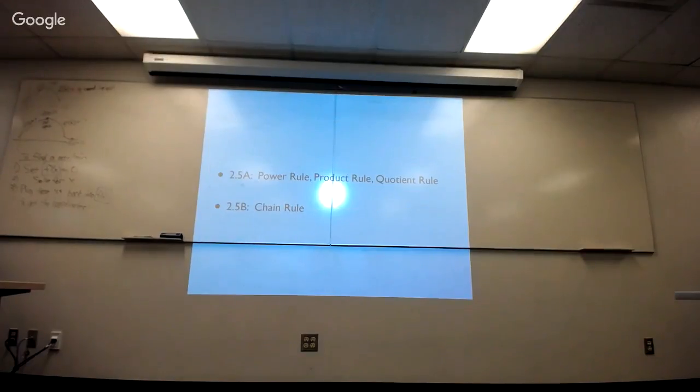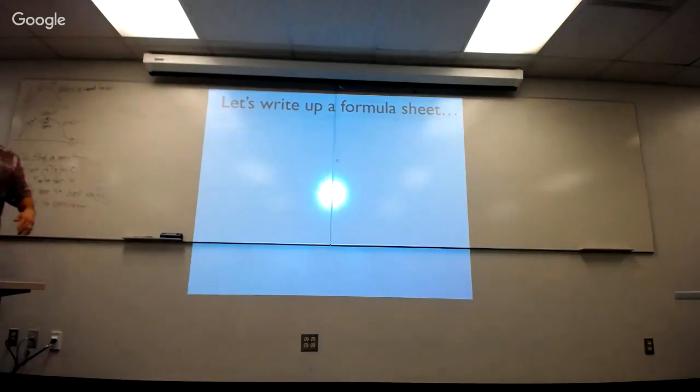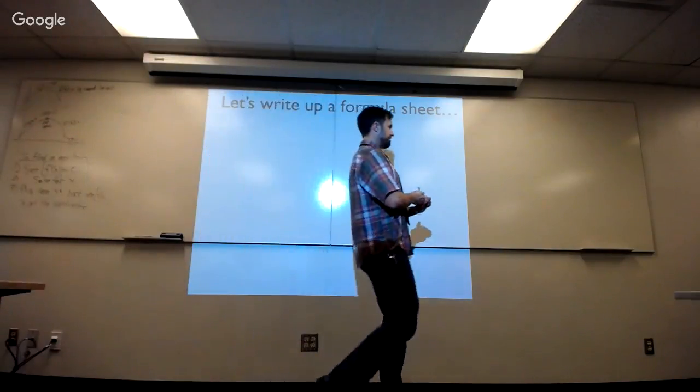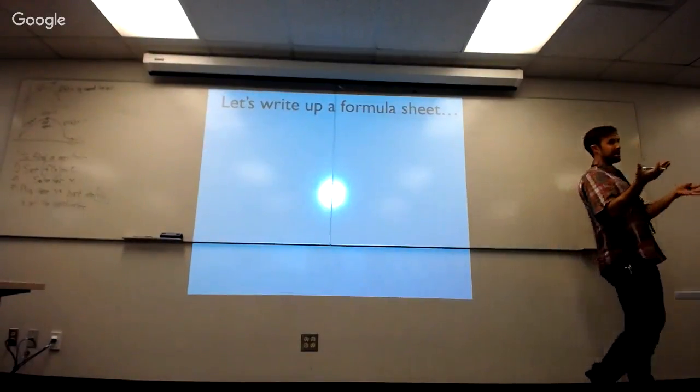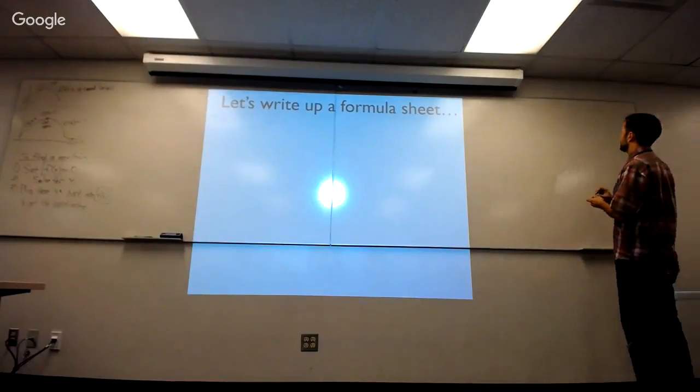So, section 2.5a was about the power rule, the product rule, and the quotient rule. 2.5b is about a new rule called the chain rule. So the first thing I like to do is write up a formula sheet. So let's do that. What are all the formulas that we know thus far? Have this on a piece of paper called your formula sheet. So what do we know thus far?